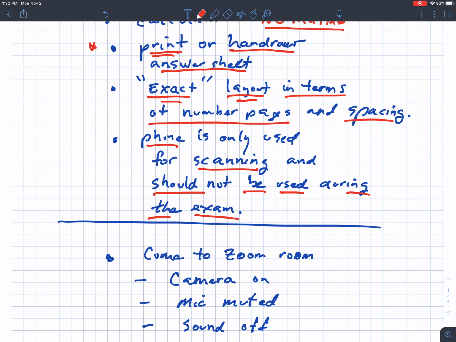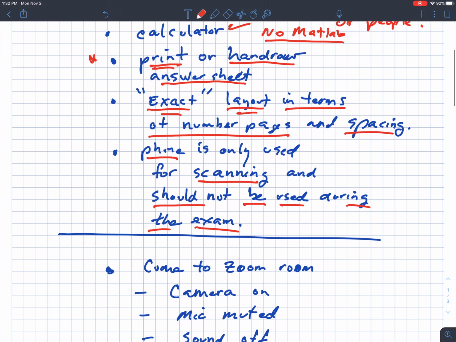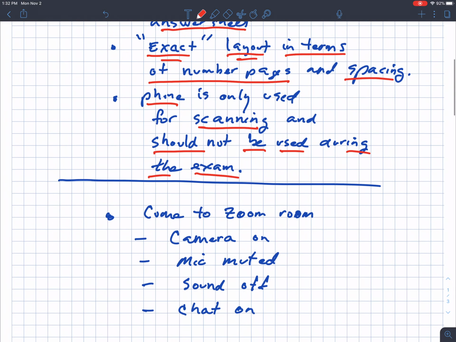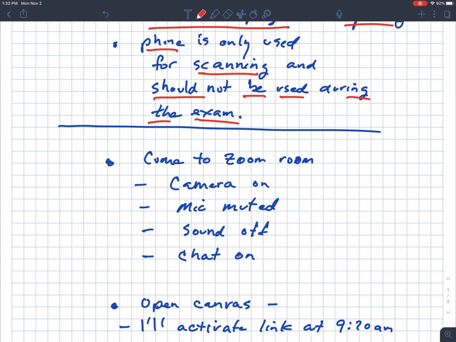All right, so those are the same things that we talked about last time. Open book, open notes, use the answer template, draw your own, get the spacing right. Only use your phone at the end. All right, so then you need to come to the Zoom room at the regular class time, or actually it would be best if you were here a little bit before that.